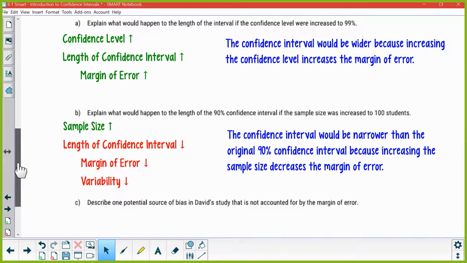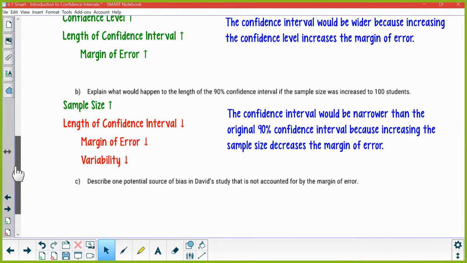And for our last question, describe one potential source of bias in David's study that is not accounted for by the margin of error. So you could kind of go into, I always say when we're answering these bias questions, there's really no absolute correct answer. And typically, if this was something on an FRQ portion, they have a variety of answers they're willing to accept. But in this case, there is a very, very obvious one.